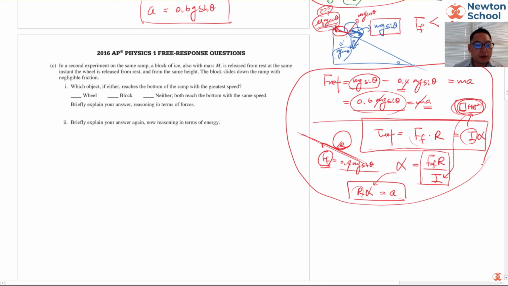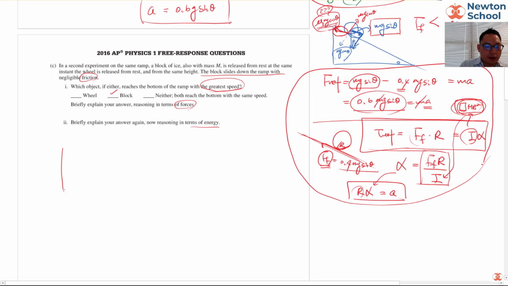Now, second experiment, same ramp, a block of ice with mass m released from rest at the same instant. The wheel is released from rest. The block slides down with negligible friction, so there's no friction. Which one has greater speed at the bottom of the ramp? I'll say the block, and you can reason this in two different ways. You can reason it as a force, or you can reason it as energy.